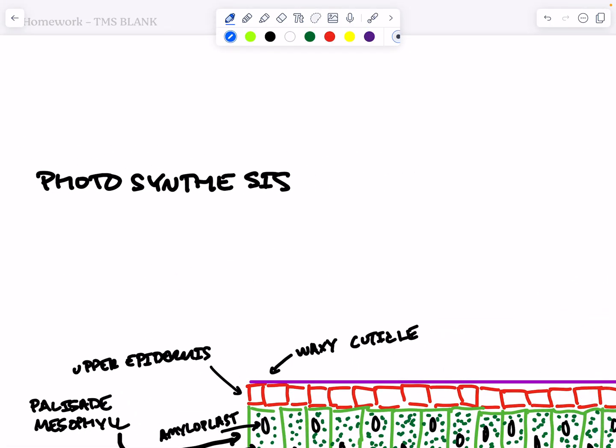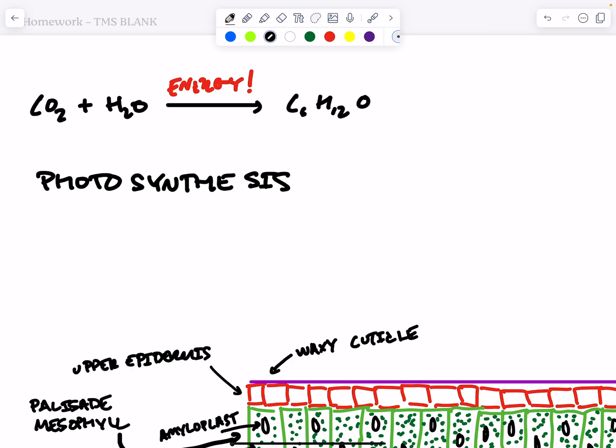Okay, so we're talking about photosynthesis. As we've discussed, the overall chemical equation for photosynthesis is CO2 plus H2O, so CO2 from the air plus H2O from the roots with a little bit of energy from the sun is used to make C6H12O6, which is glucose, plus O2, oxygen gas, which is a byproduct. It's a waste product and is released.